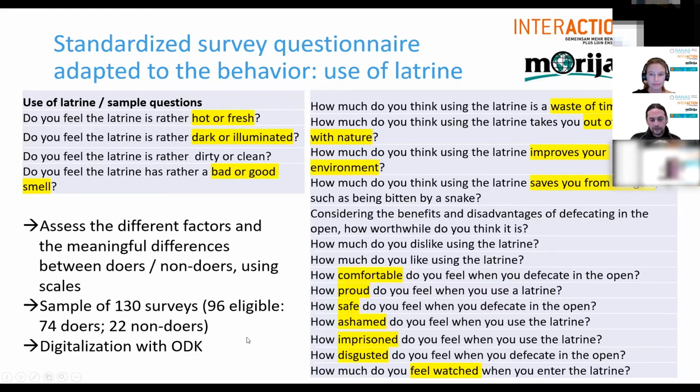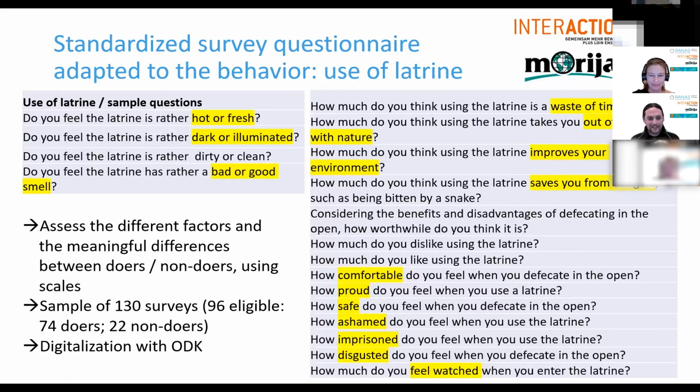So we did then the survey with a sample of 130 people. We trained the data collectors, and they went into the village using a random way of choosing people, of course, and trying to have non-doers and doers. Sometimes you don't know at the beginning if people are doers or non-doers, so you have to be sure to have both groups. And so we ended up with 96 surveys that were eligible.